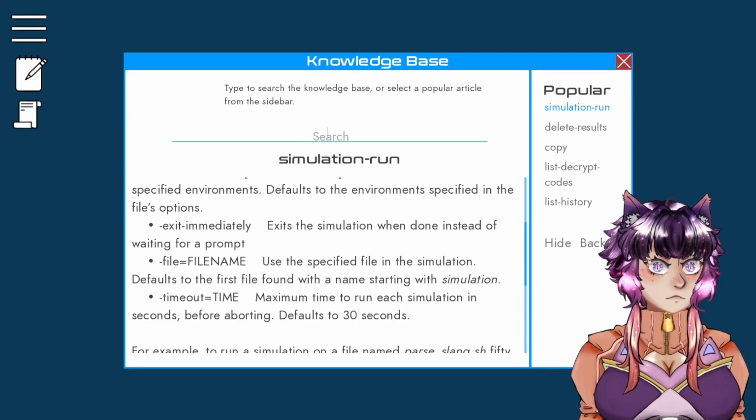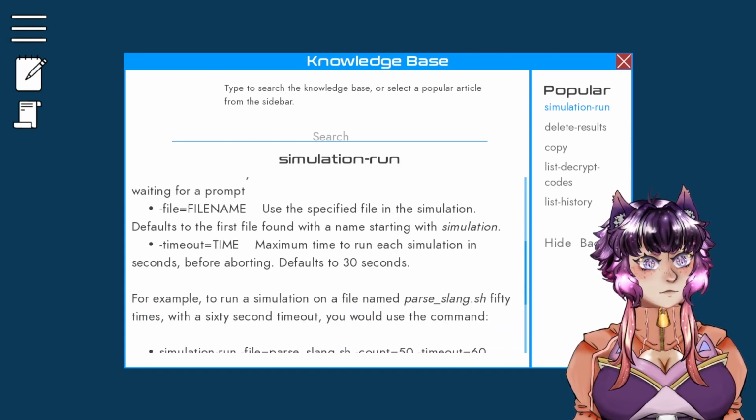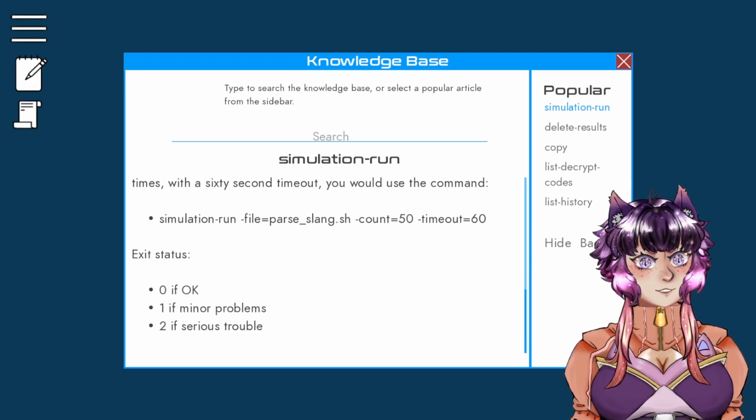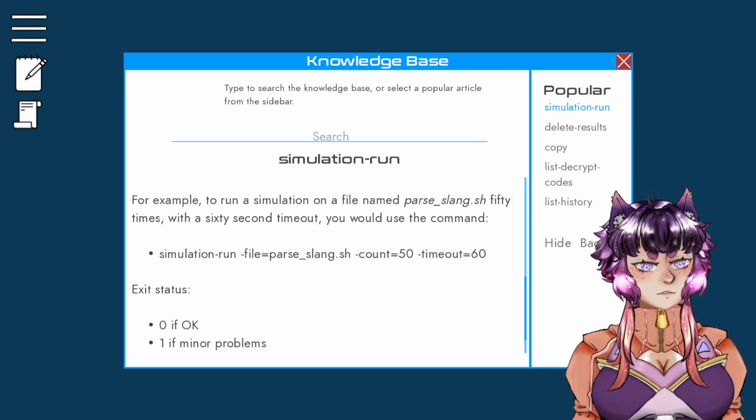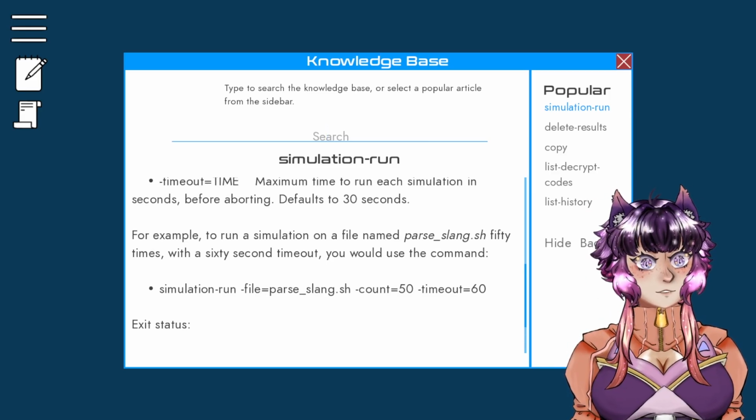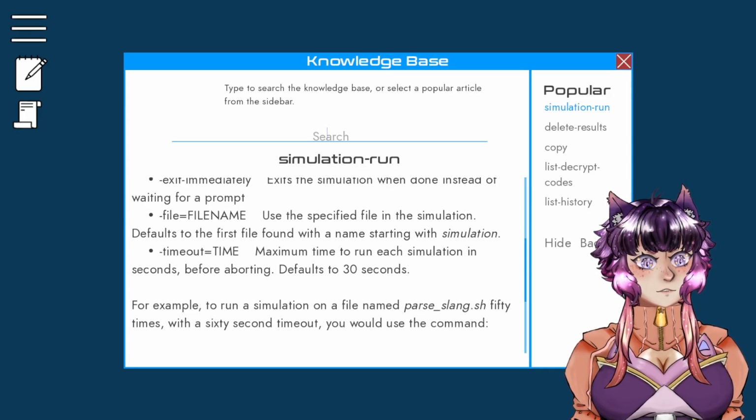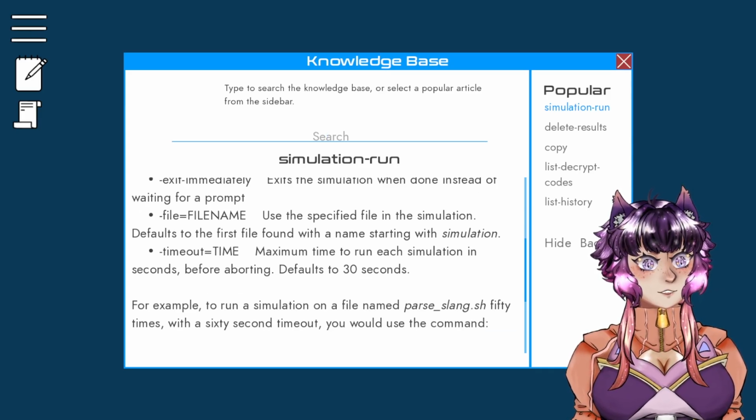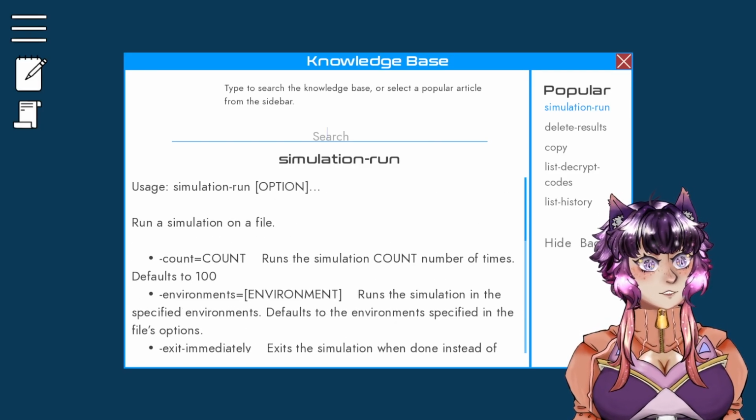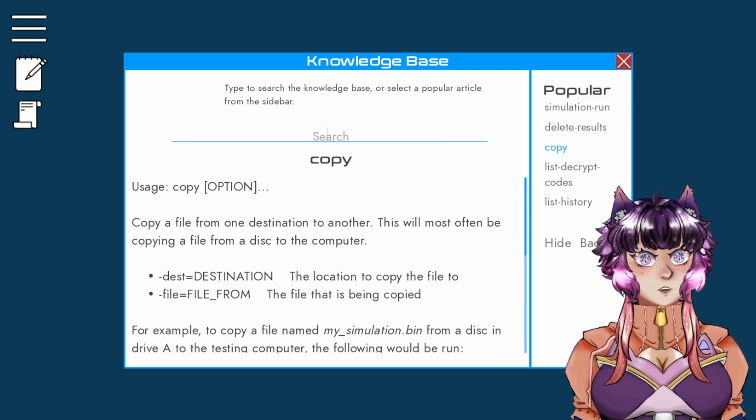Okay. So if you wanted a simulation on a file, parse. I want to find the file. Exit status 0 if okay, 1 if minor problems, 2 if serious trouble. Okay. Alright. Want to run a simulation on the file. We will use parslang.sh 50 times, the 60-second timeout, but I don't want timeouts. I just want to copy the files. There we go. Okay, okay, okay.